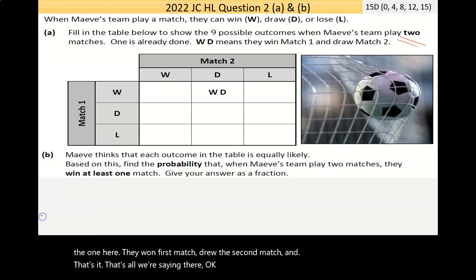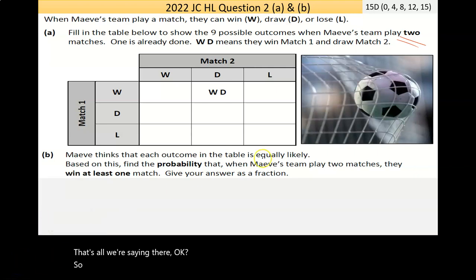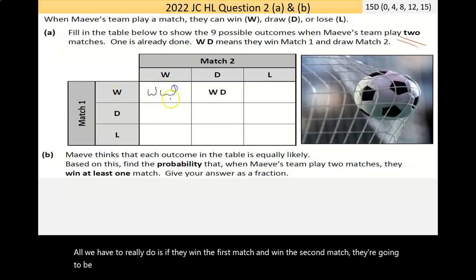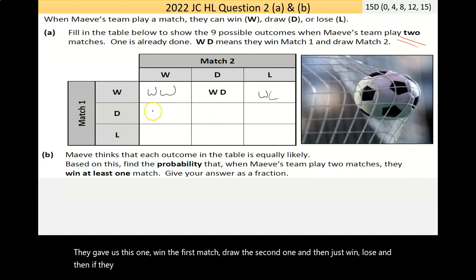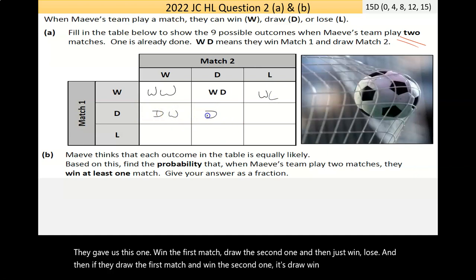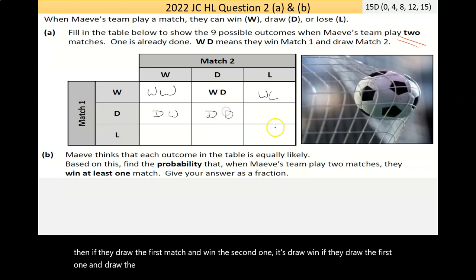So if you see what's going on here, all we have to do is, if they win the first match and win the second match, they're going to be win-win. Now they gave us this one, win the first match, draw the second one, and then win-lose. And if they draw the first match and win the second one, it's draw-win. If they draw the first one and draw the second one, it's DD. And if they draw the first one, lose the second one, it's DL.